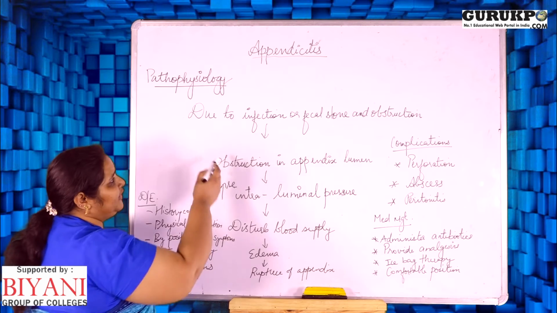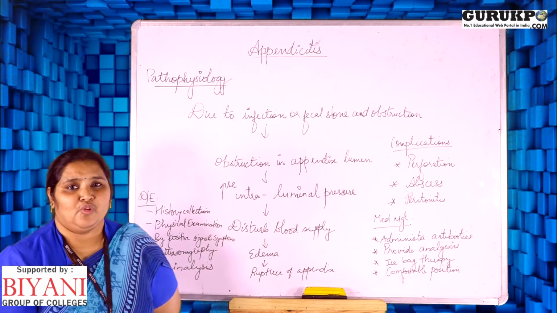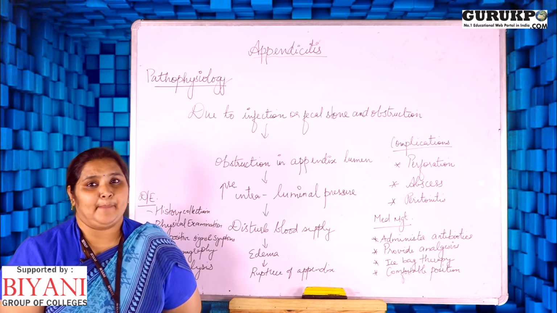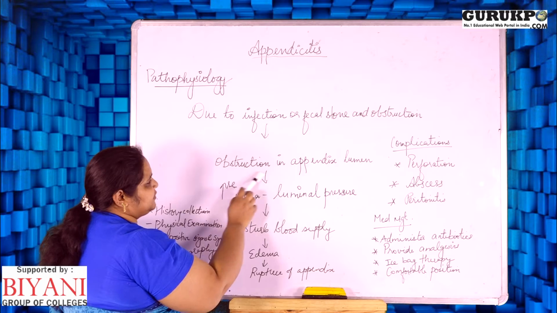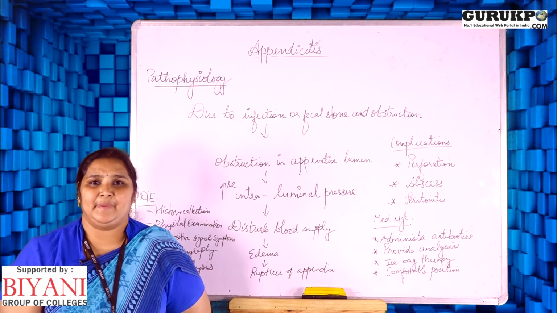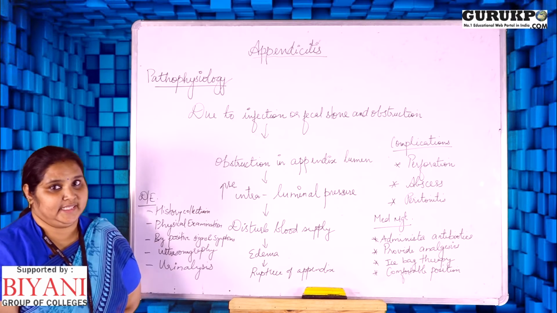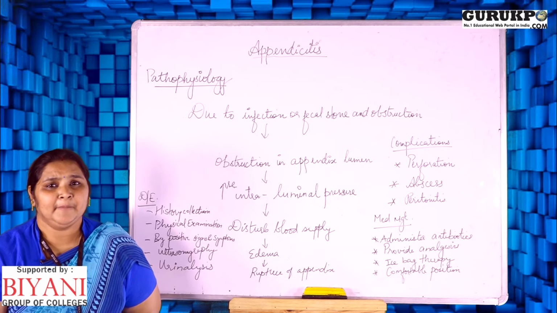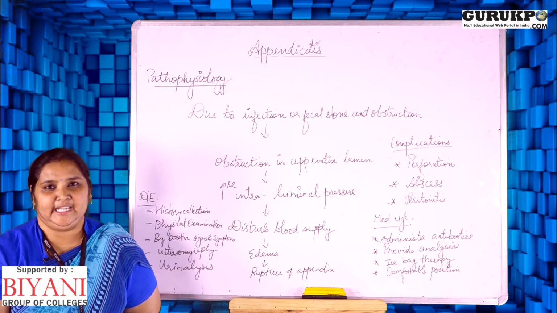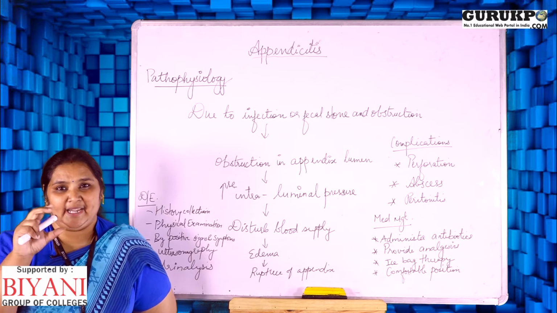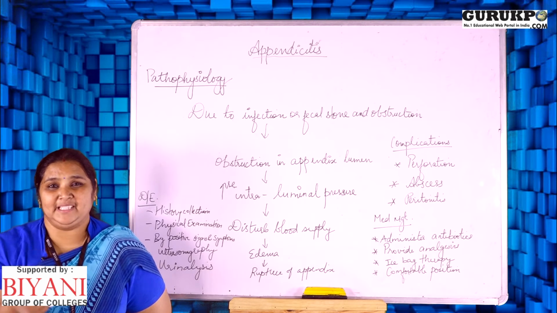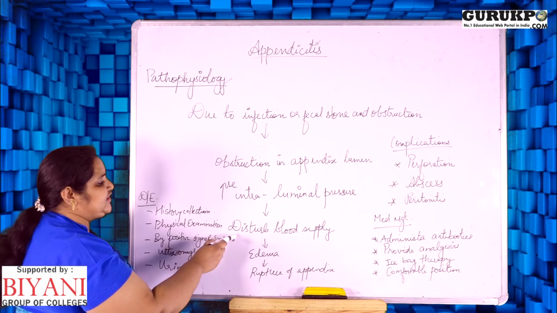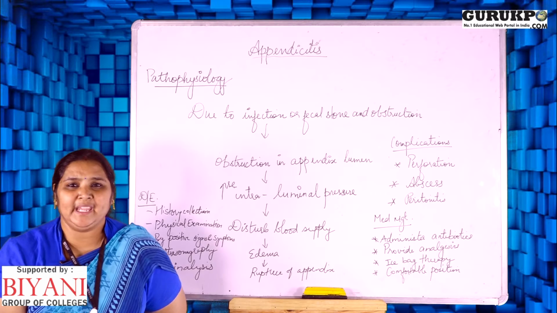So what happens due to infection, fecal stone and obstruction? The obstruction will be present in the appendix lumen. See, here it is given: obstruction in appendix lumen. So the appendix lumen will be obstructed, and there will be increased intraluminal pressure in the appendix. As the pressure increases, there will be disturbed blood supply, that is, adequate blood supply won't be getting there.